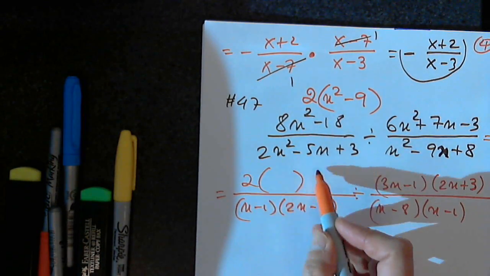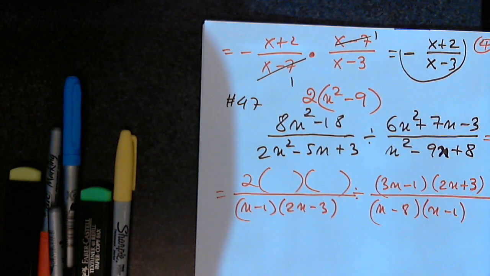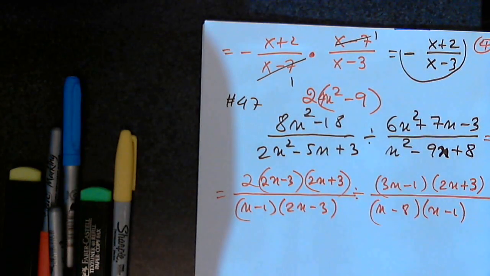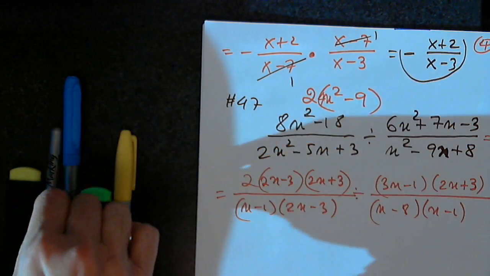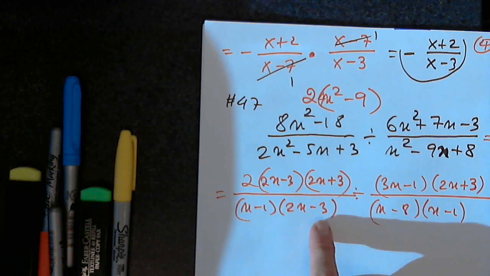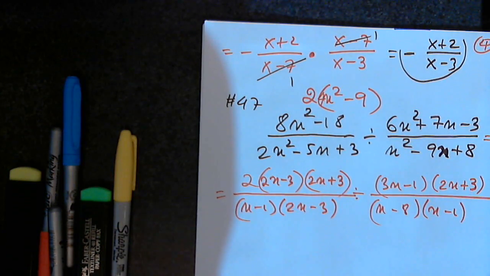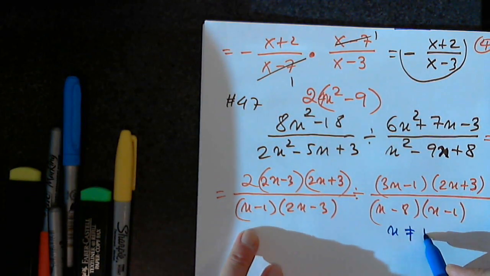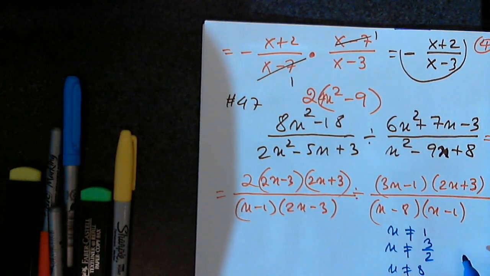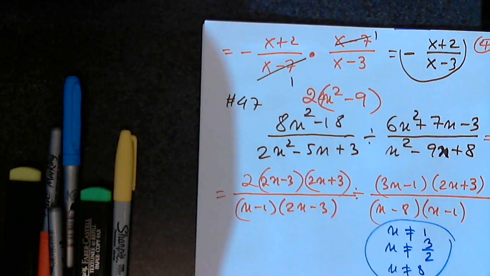And then you have, well, there should still be a 4 left in parentheses. Okay, so 4n, oh yes, I'm sorry. And then I got 2n minus 3, 2n plus 2. Do you all agree with this so far? Okay, now we have to state restrictions before we flip. So can anyone give us 1, 2, 3 restrictions? N cannot equal 1. N cannot equal 3 halves. Do you all agree with these 3 restrictions?